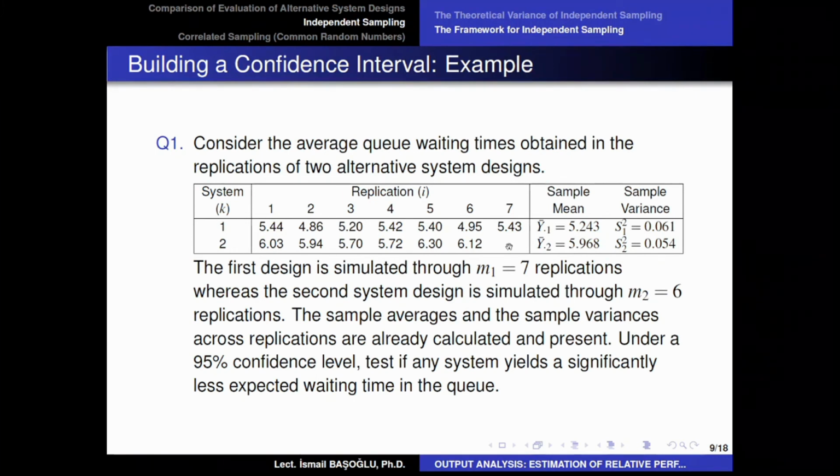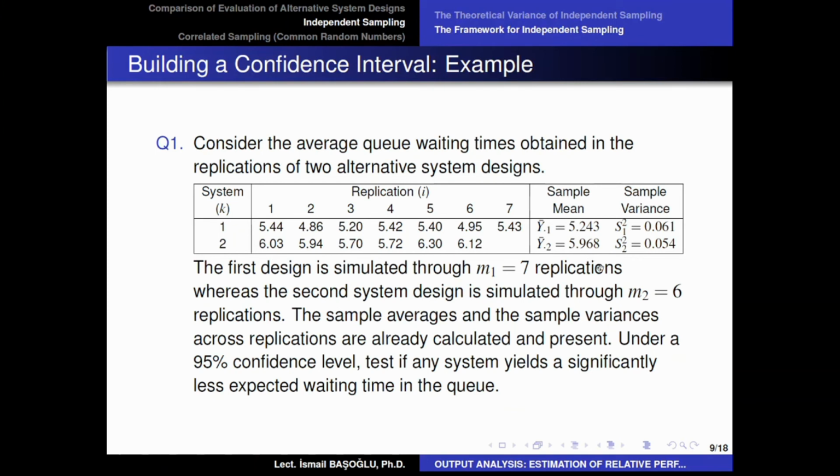Now, in order to prevent hard work, I have already calculated the sample mean for these 7 replications. So this is the average across replications under the first system design, and this is the average across replications under the second system design. Just by looking at these sample means, you see that the average queue waiting time under the second system seems to be larger than the average waiting times of the first system. So without looking at the variances, you may end up thinking the second system is worse than the first one. So the first one is better because the average queue waiting time is less.